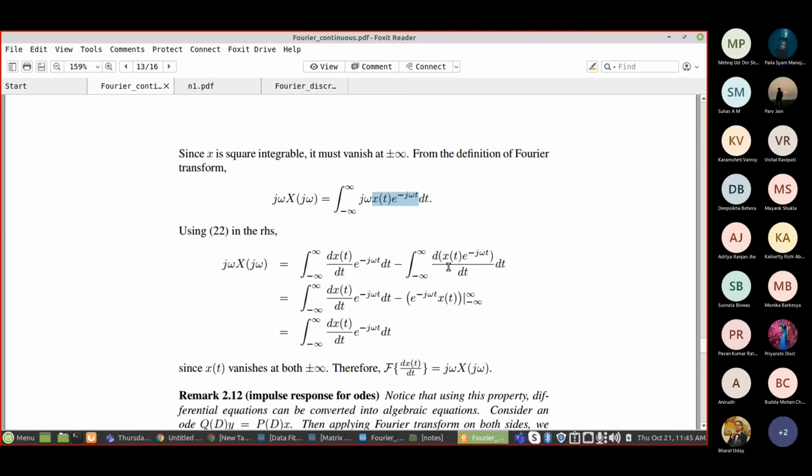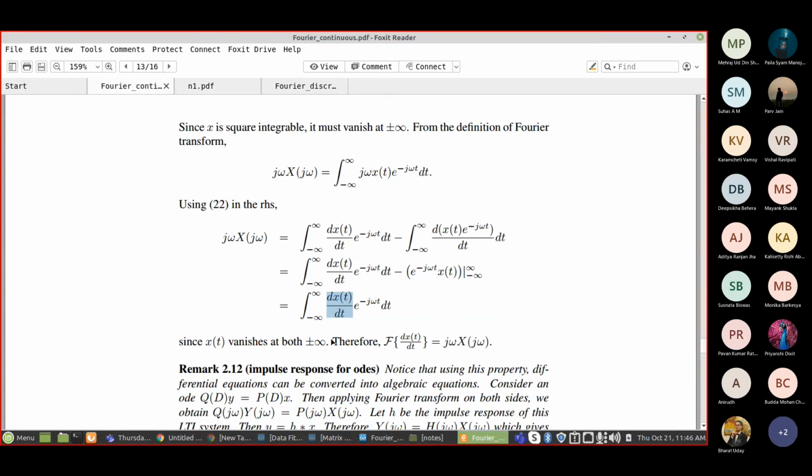Now this term, if you evaluate this integral, we get this expression evaluated at two extremes, and this must vanish because x is square integrable and x vanishes at plus and minus infinity. So this term disappears, and what we get is j omega times X(j omega). This is just the Fourier transform of d/dt of x(t). So that's that.